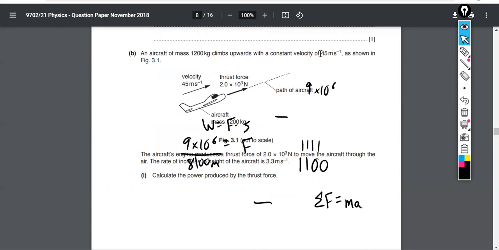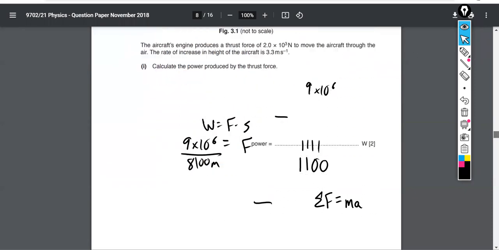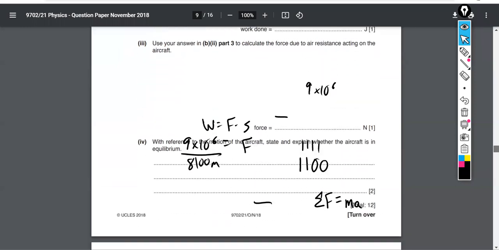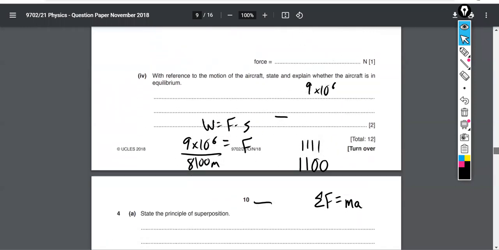as soon as you read constant velocity, immediately you as a student of physics should say acceleration is 0, there's no net force. It's always going to be true. If it's constant velocity, then it's not accelerating. Constant velocity means no acceleration. What is acceleration? The rate of change of velocity. Just because it's moving doesn't mean it's not in equilibrium.